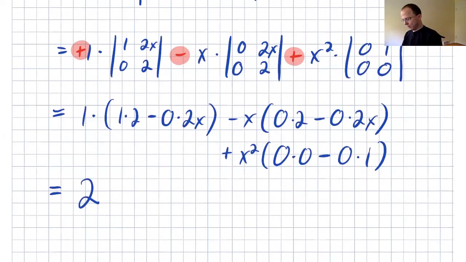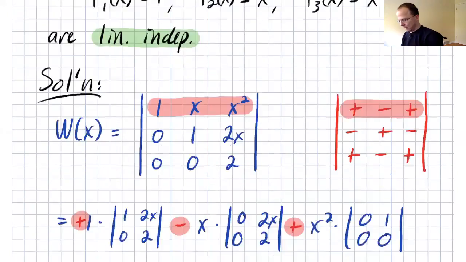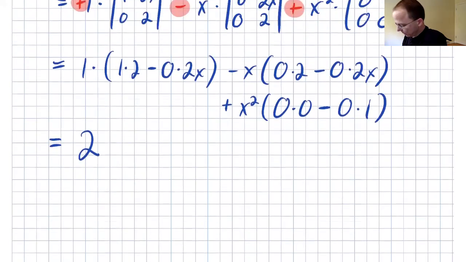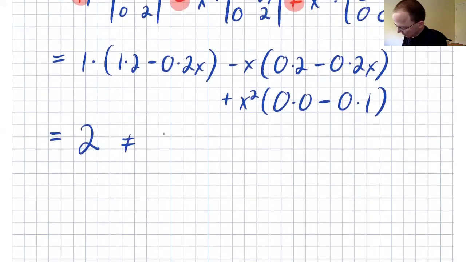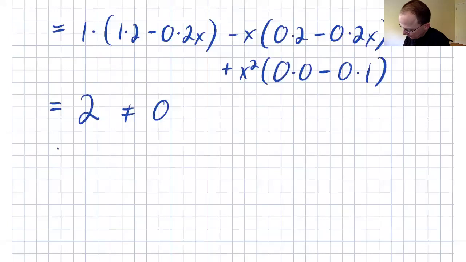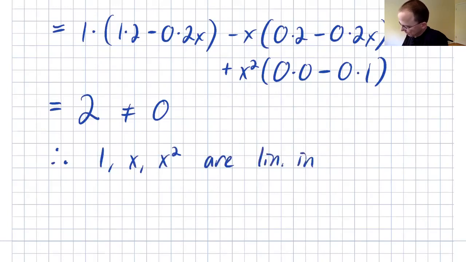Okay, so that is the Wronskian, and it is not 0. It's not 0 no matter what x is. So therefore, 1, x, and x squared are linearly independent.